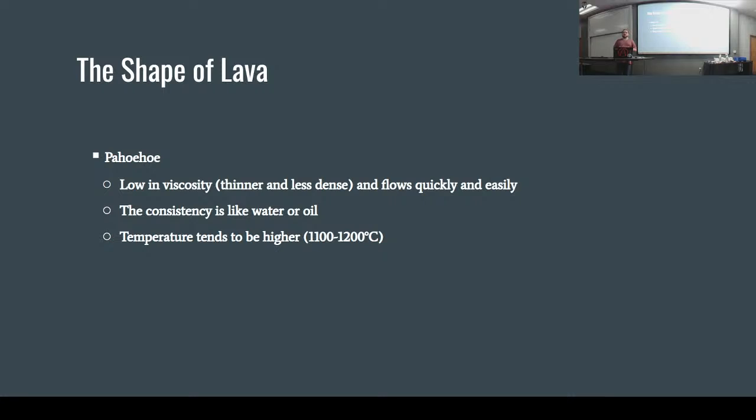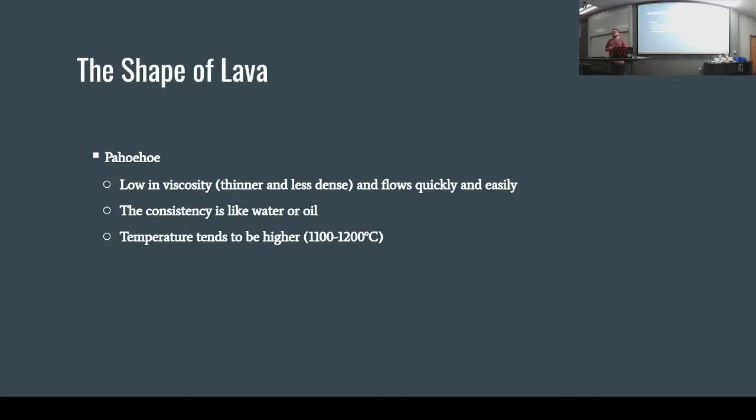Next is the Pahoehoe. This lava is low in viscosity. So this lava can be compared to the consistency of water or oil, and this flows really quickly and really easily. And these lavas, their temperature tends to be around 1,100 to 1,200 Celsius.